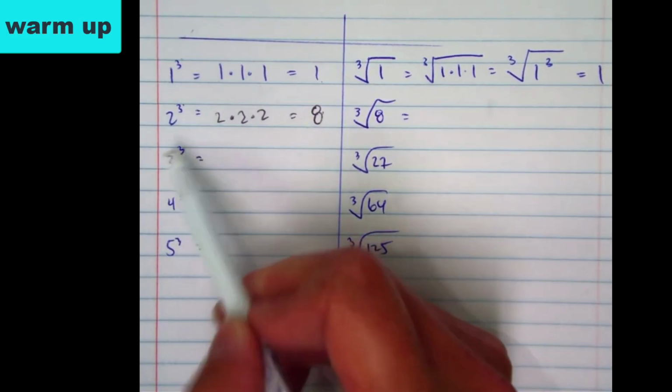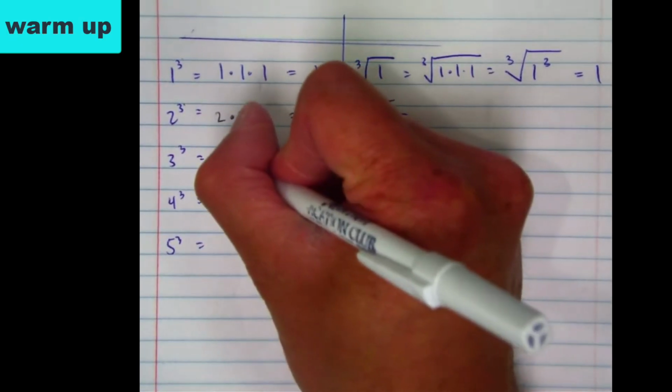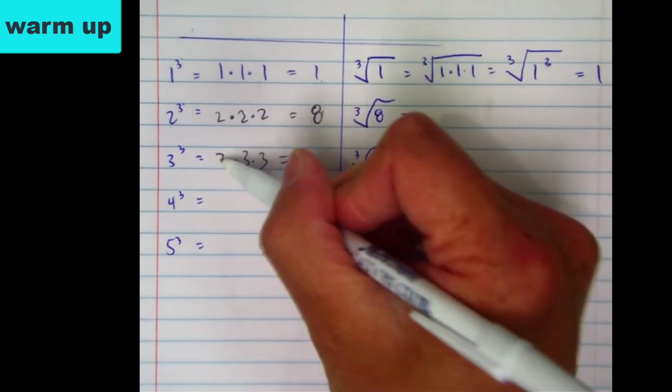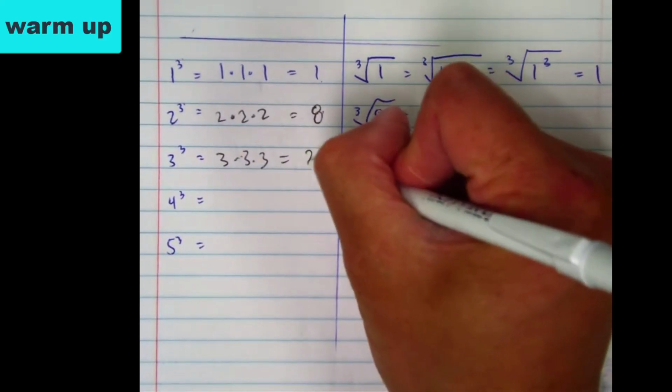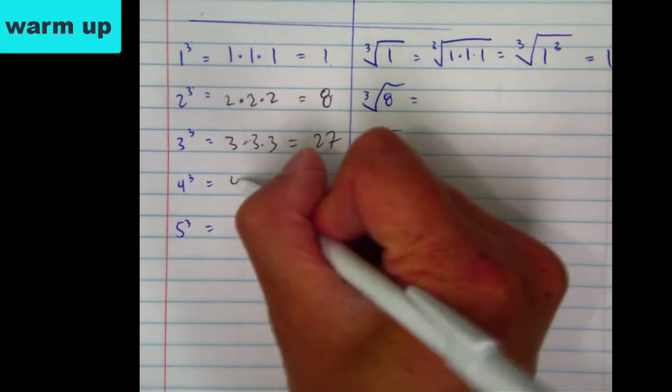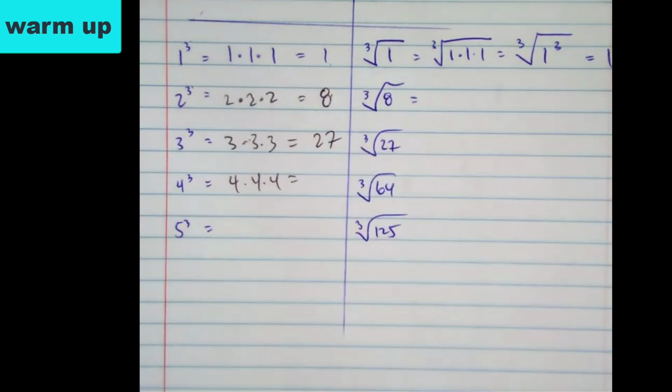If we cube this, 3 to the third power, I write it out 3 times, that equals 3 times 3 is 9, 9 times 3 is 27. 4 to the third power, how much is that one?